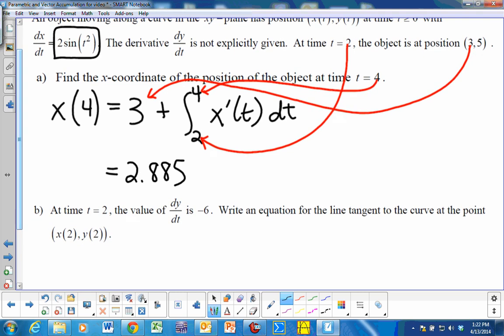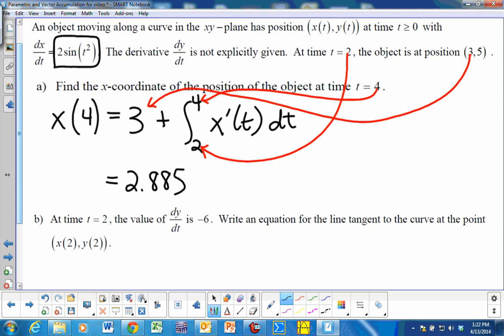All right, so next question says at time t equals 2, we know that dy/dt equals -6. So we don't know dy/dt still, but we know that if you were to plug in 2, you would get -6. We want to write an equation for the line tangent to the curve at the point (x(2), y(2)). So in other words, at time t equals 2. Well, what do we need to do to write an equation of a line? Well, we need the slope and we need a point. Well, we know the point because they told us what (x(2), y(2)) is. It's (3, 5). That's the position we're at time 2. So we know the point, and we know that y'(2) is -6.